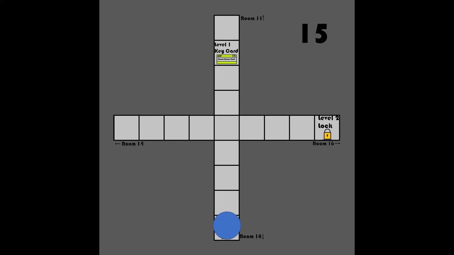Next, they will try to enter through a lock. That is a level 3 lock, and if you do not have a level 3 key card, you cannot enter room 18.